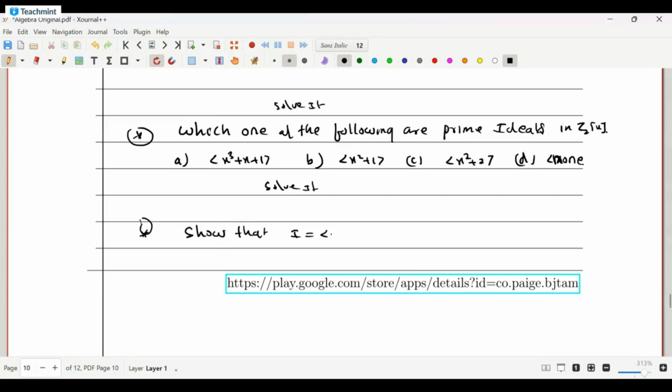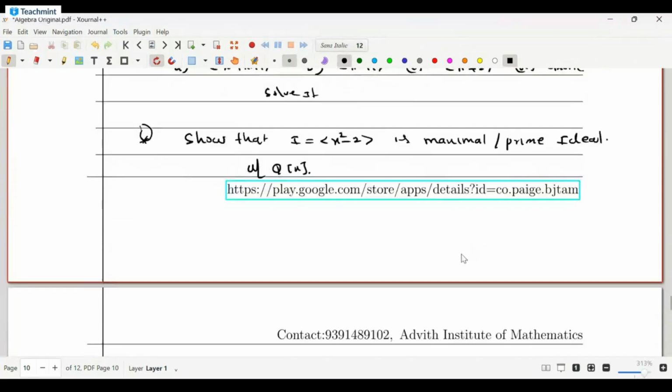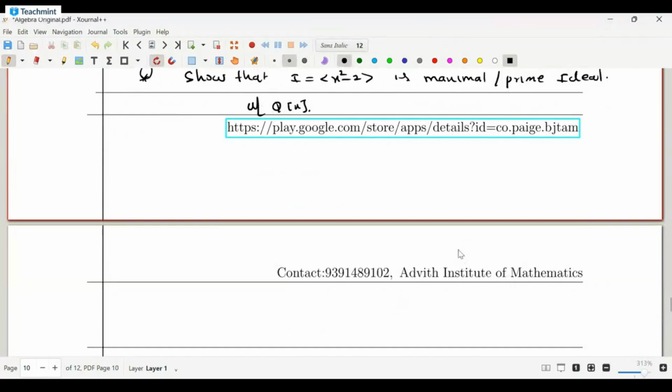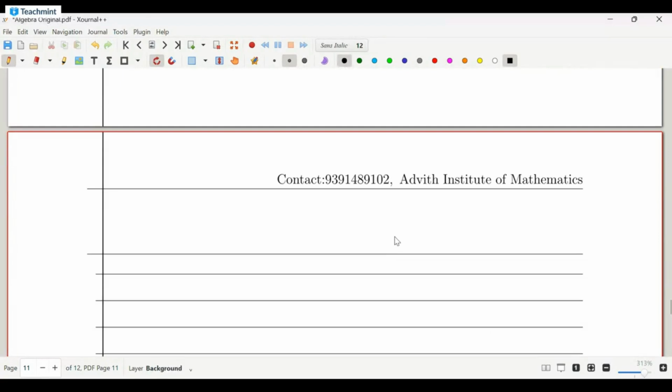Show that I is equal to the ideal generated by the polynomial x square minus 2 is a maximal ideal and also a prime ideal of Q over X. So I is equal to x square minus 2.